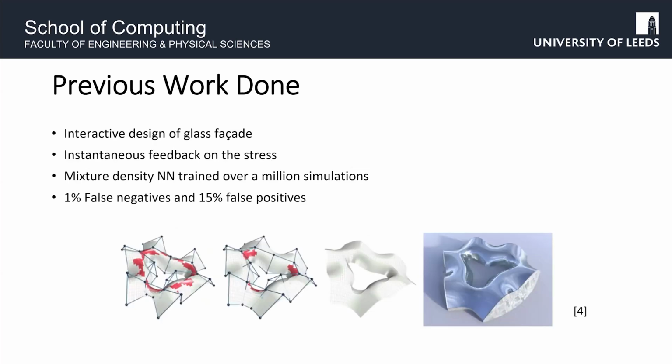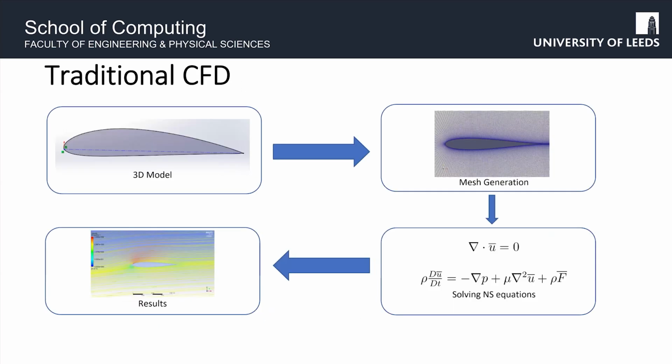And some of the work was interactive design of glass facades. So when you get these nice curved glass buildings and you want to make sure the glass can withstand the stress and the strain, traditionally you use finite element methods, but this method would allow you to get real-time feedback for more complex shapes.